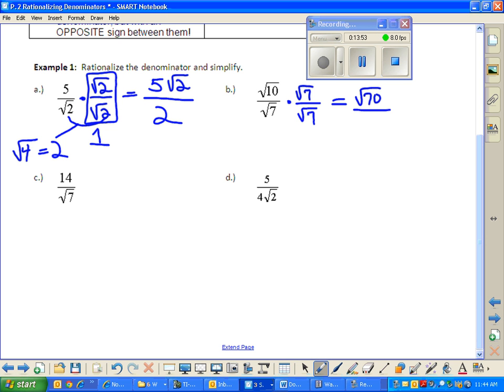And then we have the square root of 7 times the square root of 7 along the bottom. The square root of 7 times the square root of 7 is the square root of 49, which is 7. So poof, 7's on the bottom, the radical went away. This is indeed the same as my original problem.